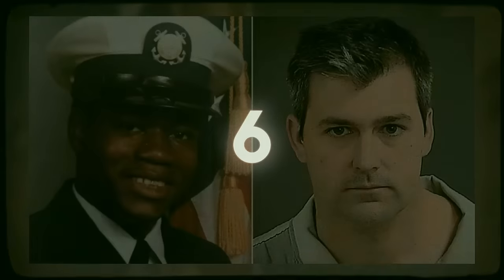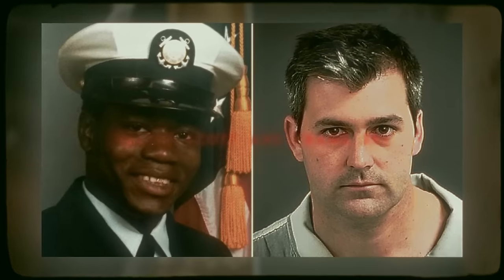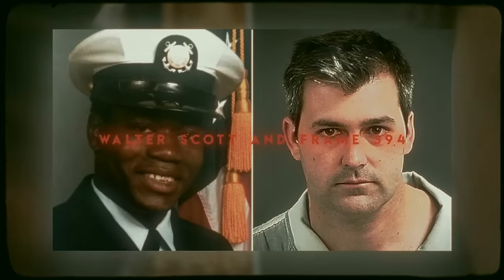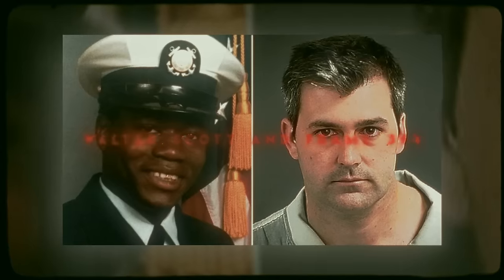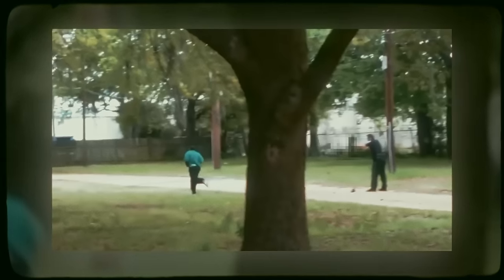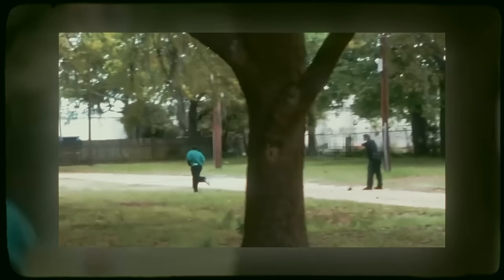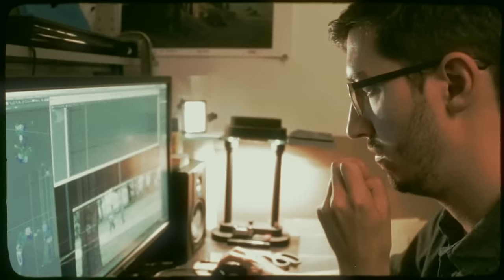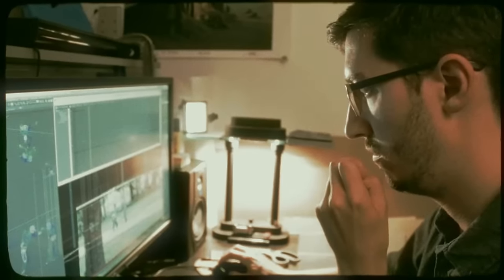Number 6. Michael Slager, an ex-officer, faced a sentence of 20 years after an incident occurred with 50-year-old Walter Scott. A shaky video of the incident was taken by a witness, and in this video, Scott can be seen running away before being taken down by Slager, who then threw a then-unidentified item toward the man who was on the ground. A Reddit user, Daniel Vossard, found himself entangled in this entire case.